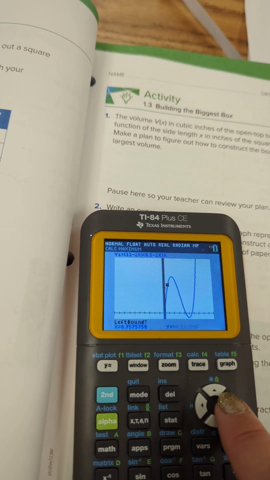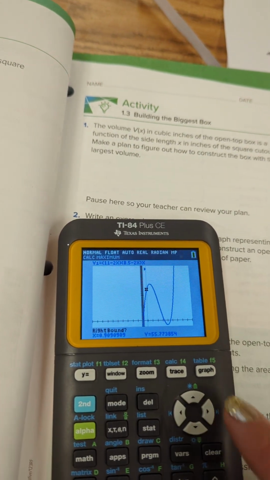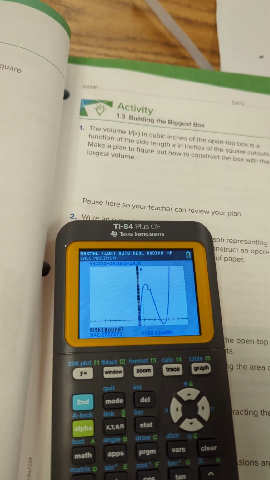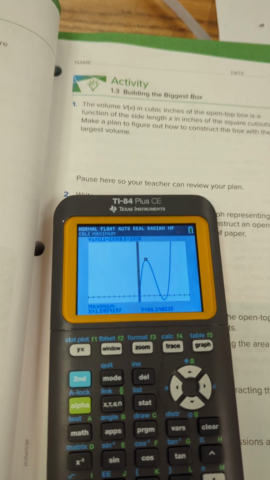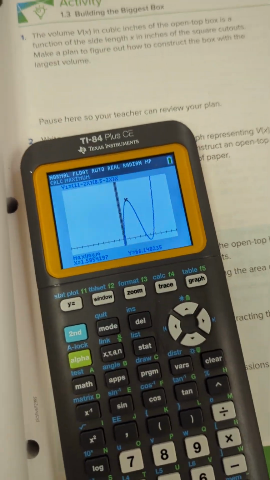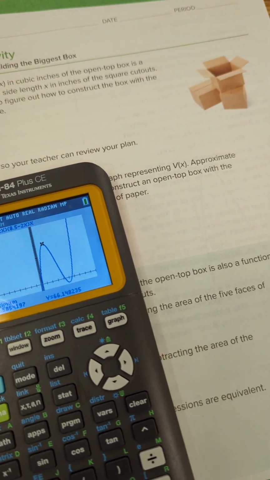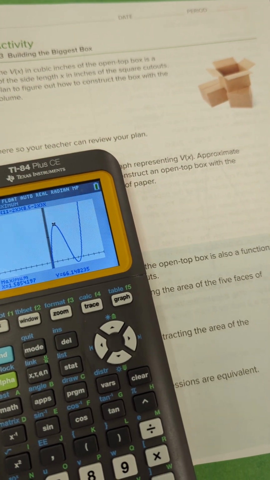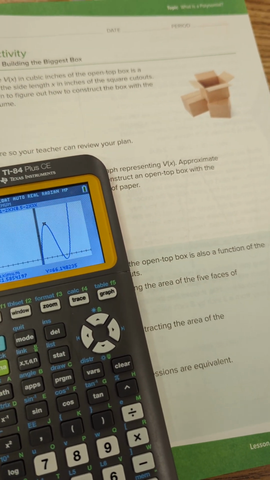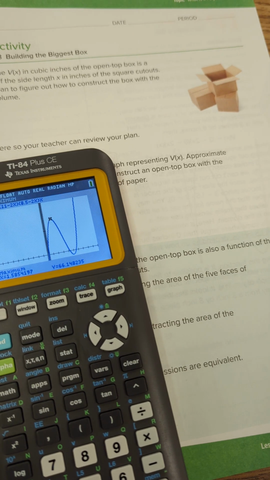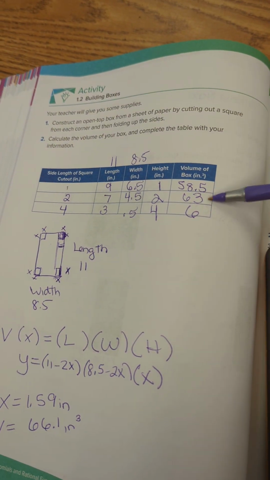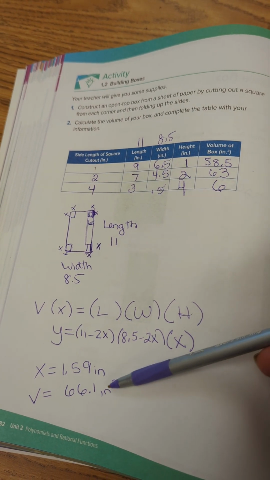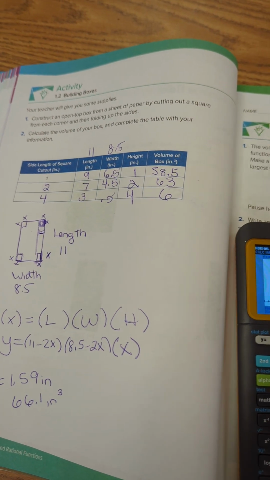To get the exact peak, you go to second calculate, you choose 4 for maximum, and you move your cursor to the left, hit enter, to the right, hit enter, and to the top of your peak and hit enter. So the exact maximum is when x equals 1.59 inches, the volume will be 66.1 cubic inches. So somewhere in between here, we had our maximum. 66 is a little bit better than 63.